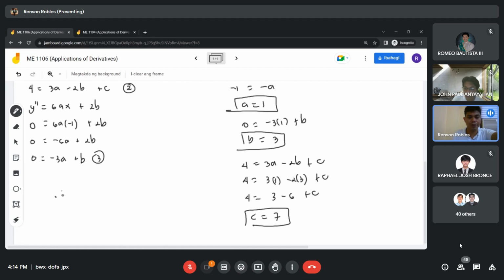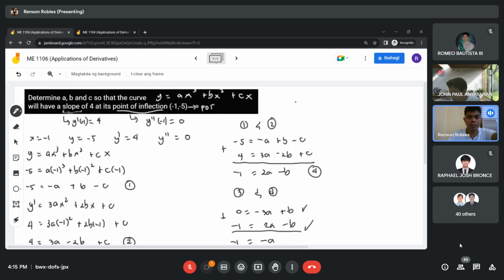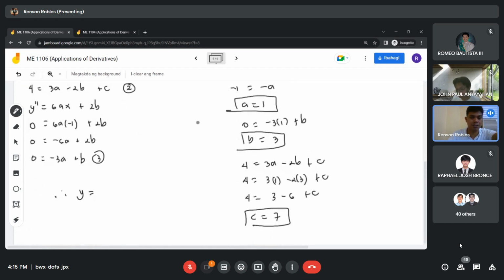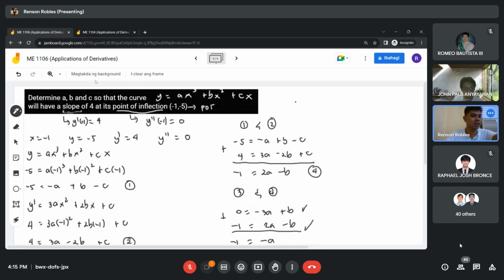So therefore, the equation that we are looking for is y equals, what's that? Ax cubed plus bx squared plus cx. So this equation will have a slope of 4 at its point of inflection, (-1, -5).